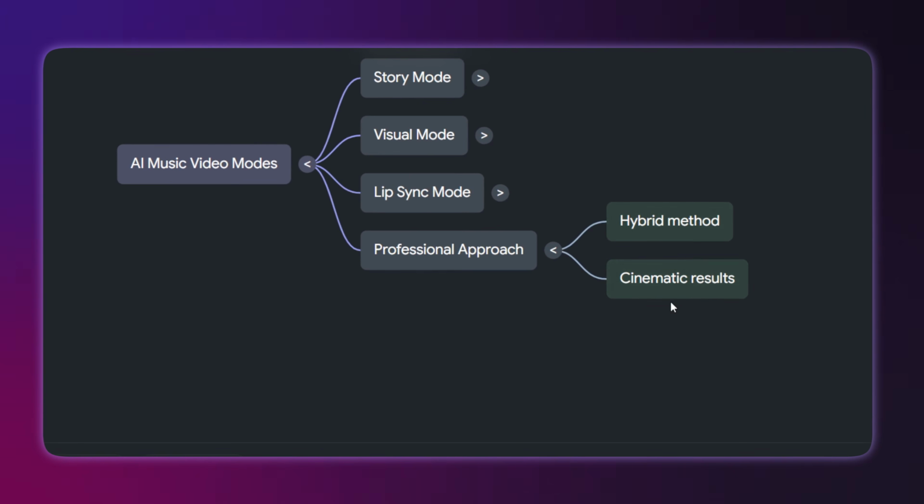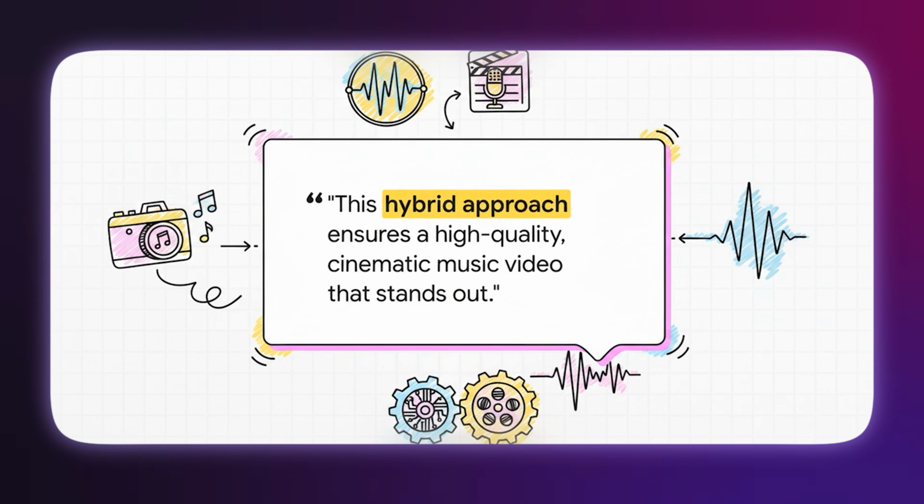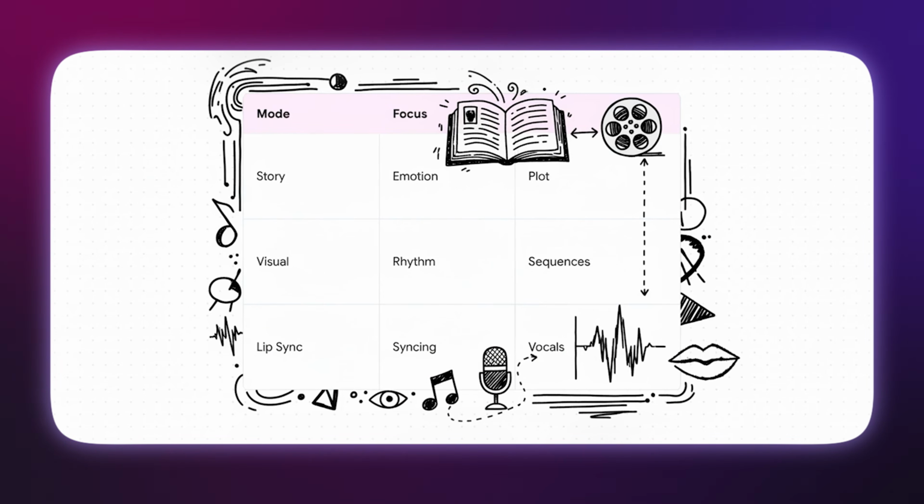In summary, for a professional result, use story mode as your foundation for the overall plot. Integrate visual mode for high-fidelity, rhythmic sequences, and apply lip sync for precise character vocals. This hybrid approach ensures a high-quality, cinematic music video that stands out. So, you guys are taking notes on all these tips I'm sharing, right?